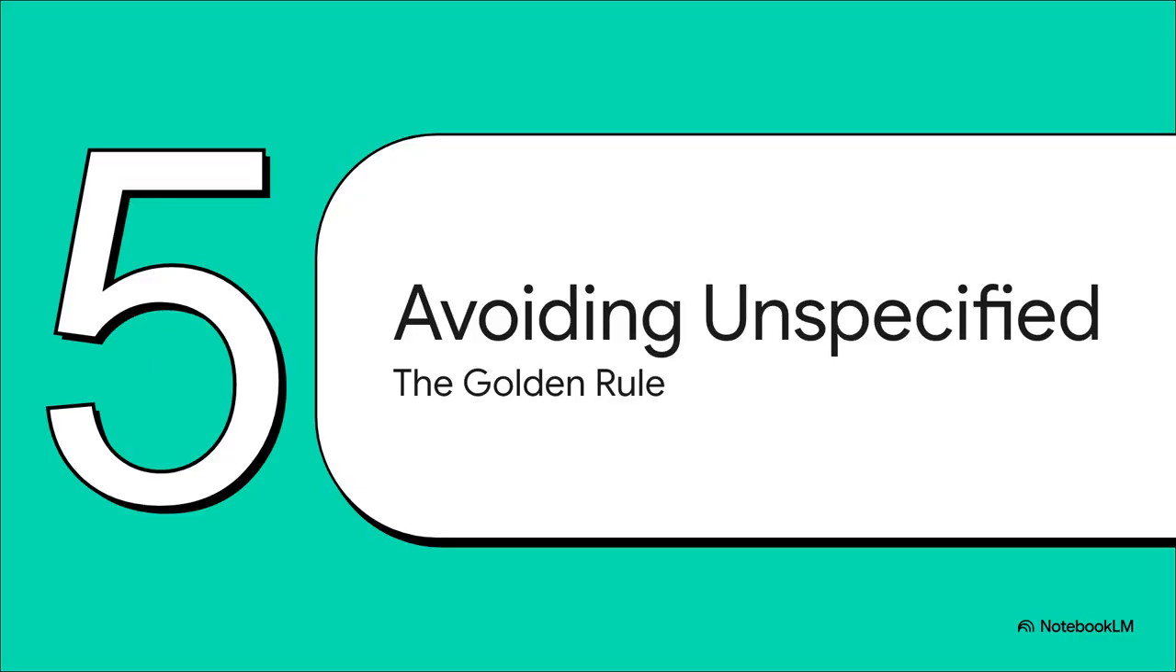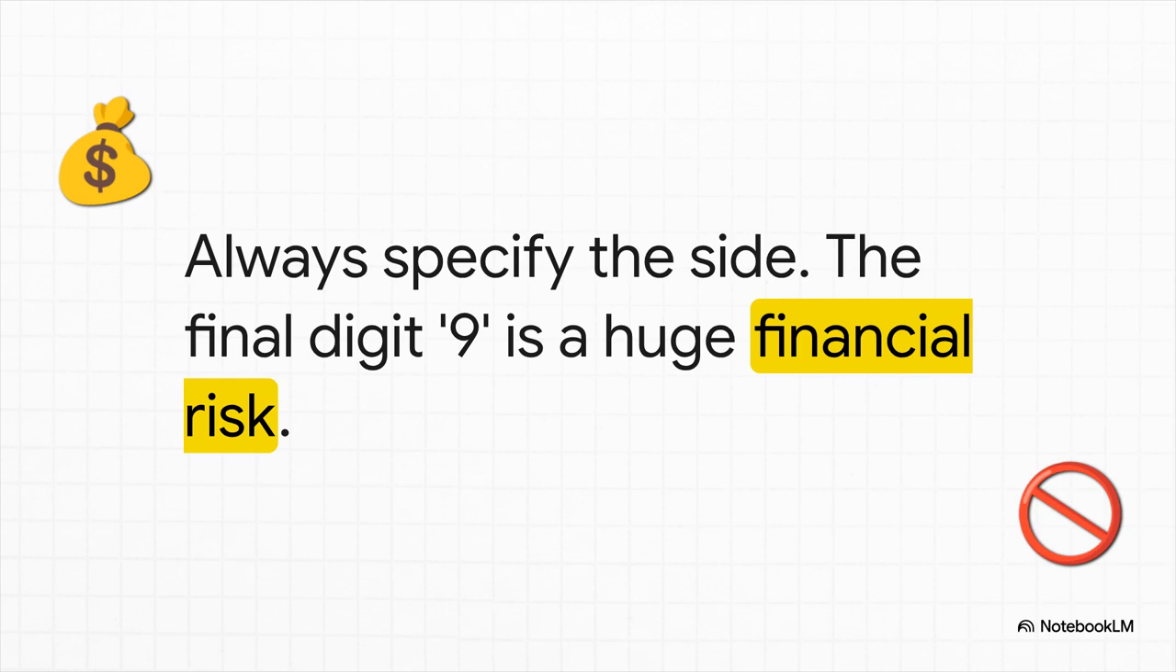Finally, Section 5, avoiding unspecified codes. Let's wrap this up with the ultimate takeaway for Chapter 8. If you remember one single thing from this explainer, make it the golden rule of ear coding. Never let a claims scrubber reject your tympanostomy tube placement or your hearing aid evaluation just because you took the easy way out with an unspecified code.